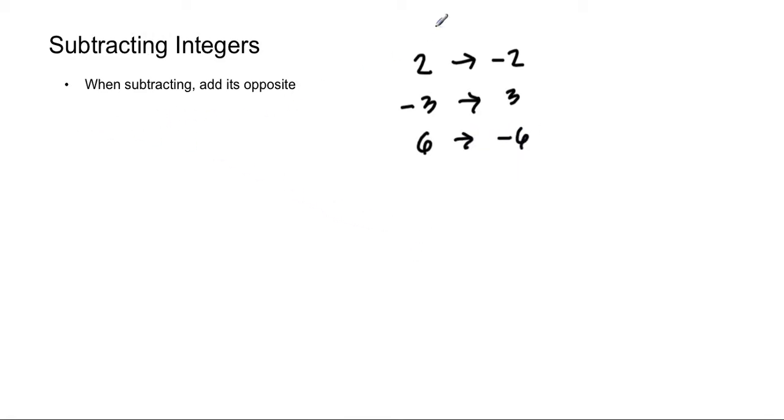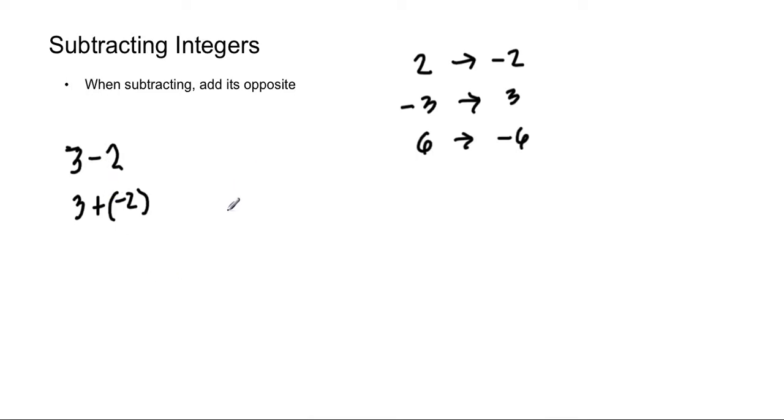Okay, so let's take a look at this rule right here. For example, if I have 3 minus 2, it says there when subtracting, add its opposite. So 3 minus 2 is the same as 3 plus the opposite of 2, which is negative 2. So 3 plus negative 2, we're back to adding integers.